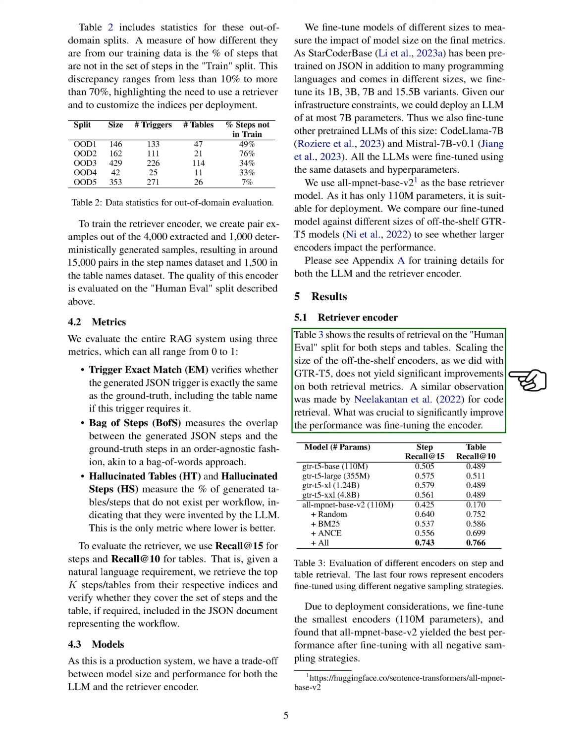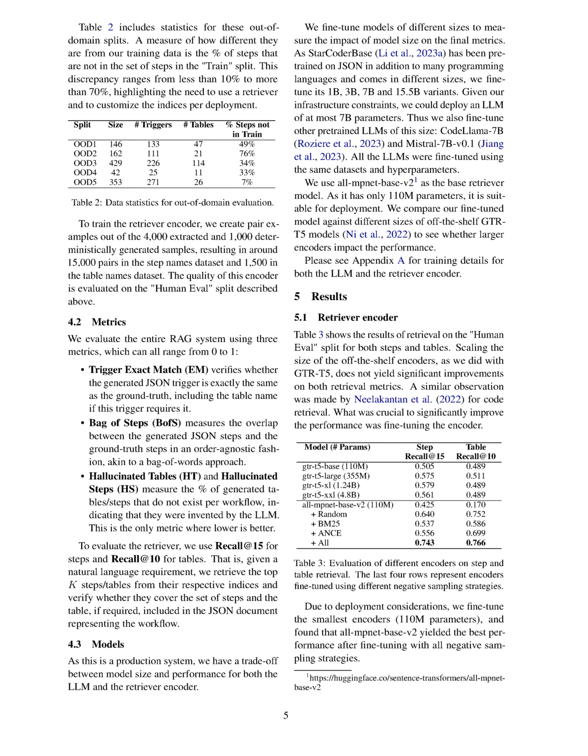The results of the retriever encoder showed that scaling the size of off-the-shelf encoders did not lead to significant improvements in retrieval metrics. Fine-tuning the encoder was crucial for enhancing performance, as observed in code retrieval tasks. After fine-tuning with all negative sampling strategies, the all-MPNet-base-v2 model with 110M parameters performed the best.